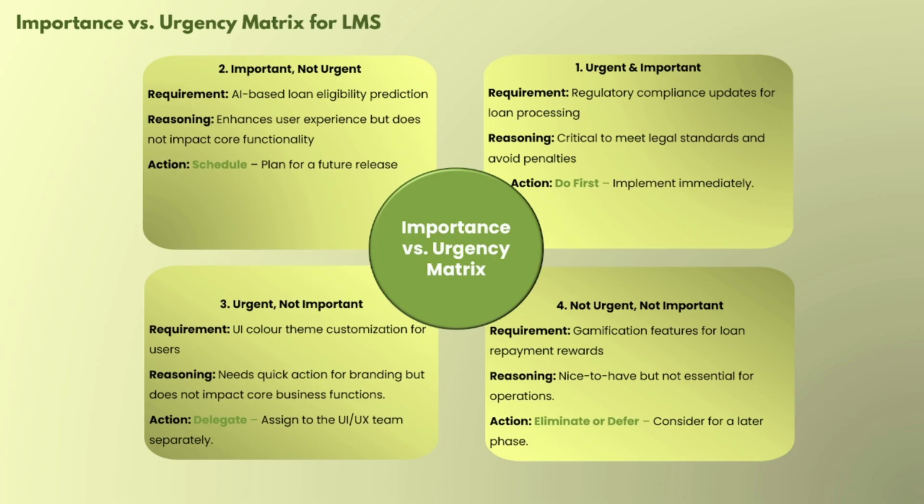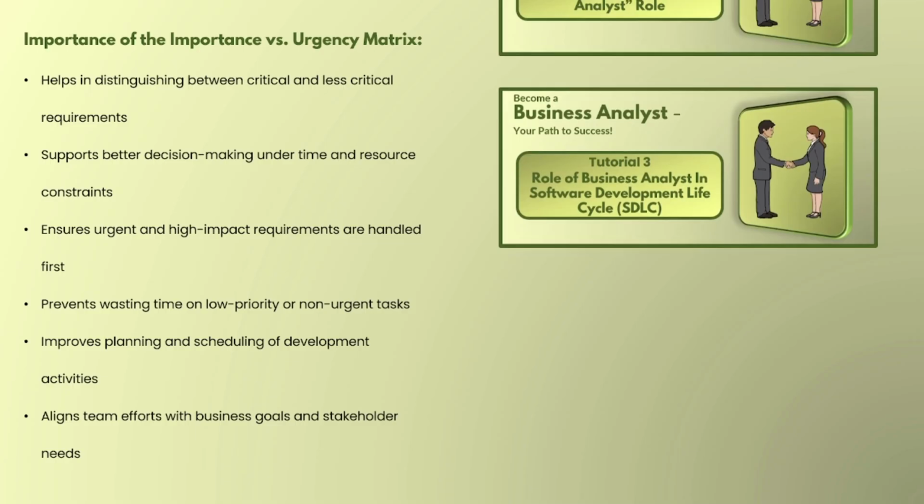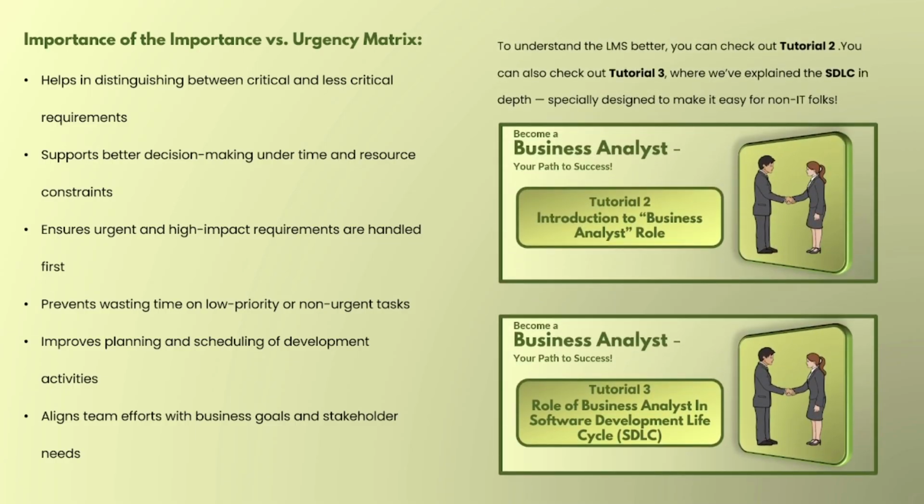Well, this is all about the importance versus urgency matrix, and we can say that it is easy and very helpful for requirement prioritization. Let us check the importance of the importance versus urgency matrix. It helps in distinguishing between critical and less critical requirements, supports better decision making under time and resource constraints, ensures urgent and high-impact requirements are handled first, prevents wasting time on low-priority and non-urgent tasks, improves planning and scheduling of development activities, and aligns team effort with business goals and stakeholder needs. So the matrix is also useful while prioritizing requirements.